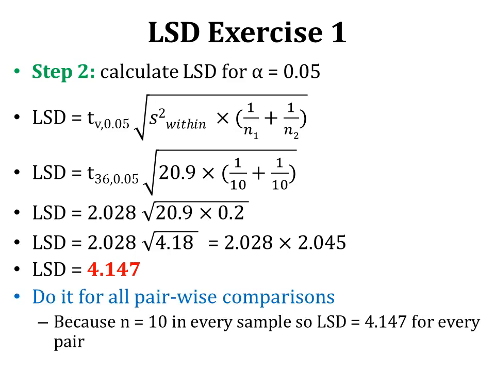And we have to do it for all the pairwise comparisons, but in this case, because the number of observations are the same in all of the pairs, therefore this one value is going to be sufficient for all of these pairs.